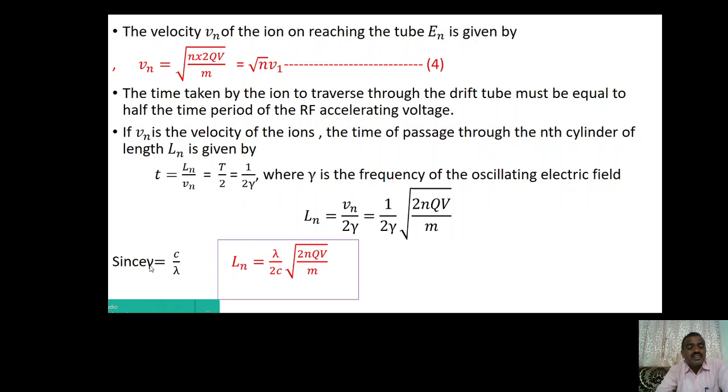And we know the relation between the frequency and the wavelength: nu is equal to c by lambda. Therefore, if you substitute it, you will get Ln is equal to lambda divided by 2c times square root of 2nqV divided by m. Thank you.